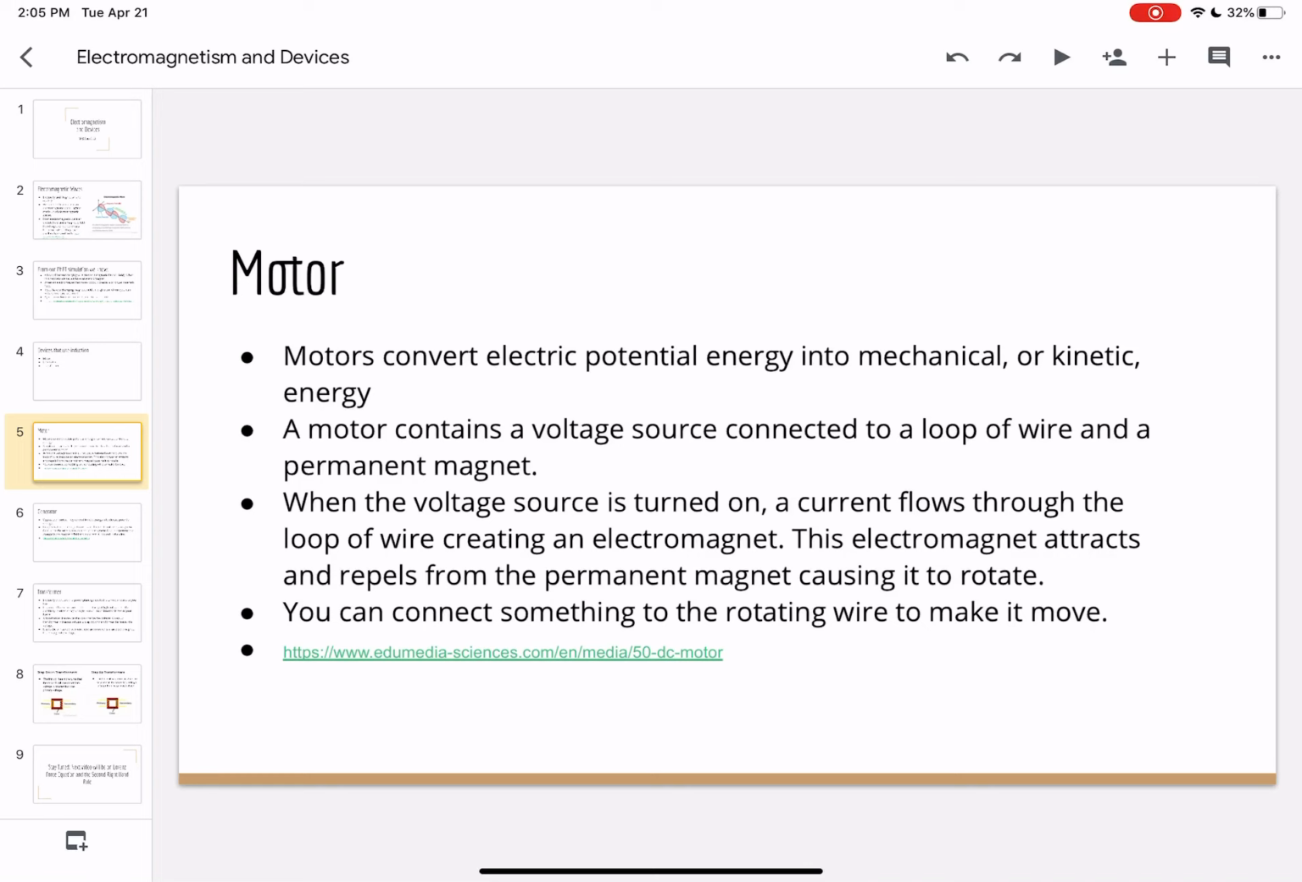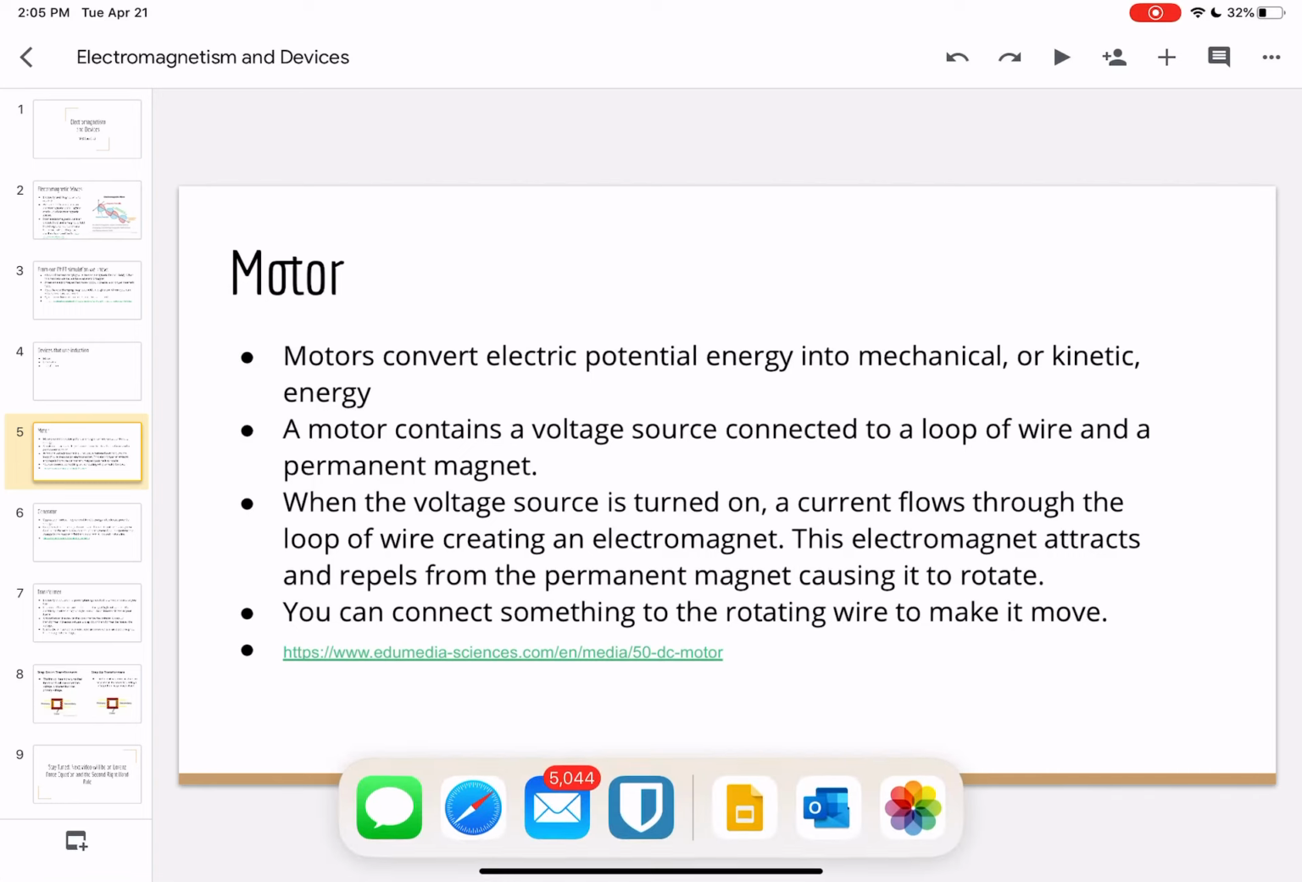What happens is a motor contains a voltage source like a battery, and it's connected to a loop of wire. And we also have a permanent magnet. So when the voltage source is turned on, current starts flowing through the loop of wire, and we know that creates that electromagnet. The electromagnet interacts, it attracts and repels with the permanent magnet, and that causes it to rotate. And then you can connect something to that rotating wire to make it move. So let's look at an example of that.